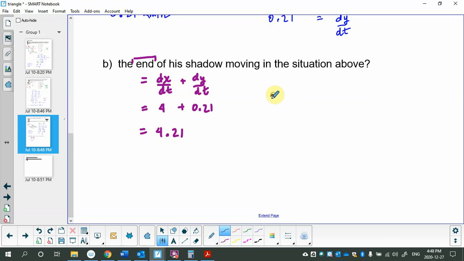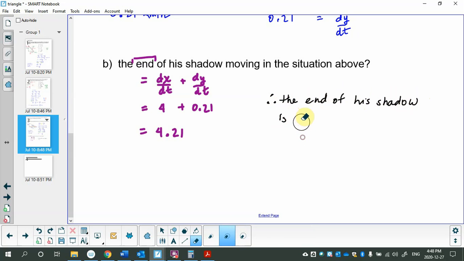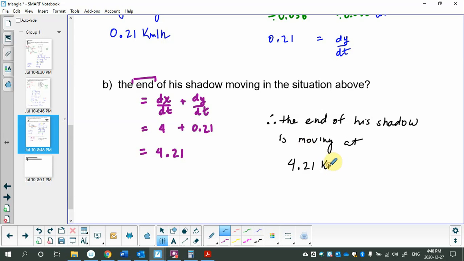So then we need a therefore statement. Therefore, the end of his shadow, which is different than the lengthening, the end of his shadow is moving at 4.21, still with the kilometers per hour. Gotta stop talking and writing at the same time. Okay, there we go. So, glad that ended pretty quickly because my hand is super cramping up.